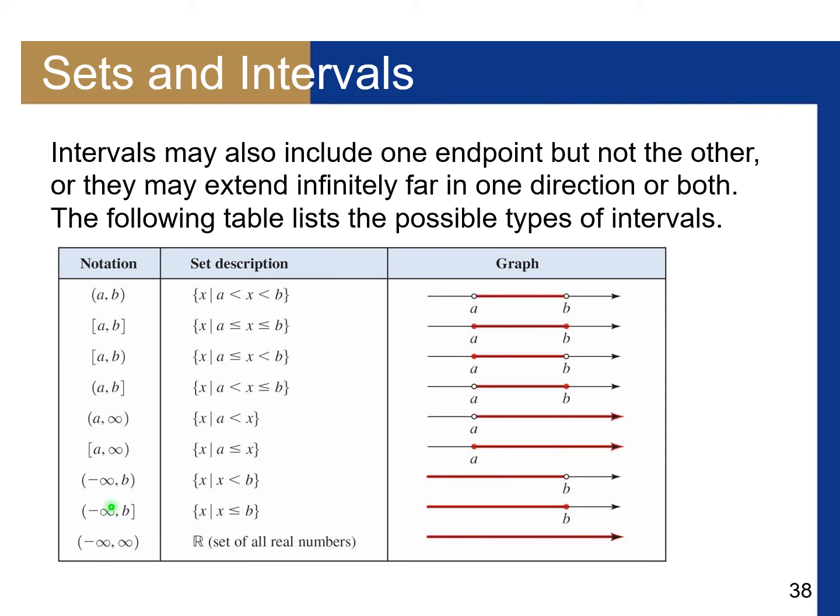I can also do from negative infinity to B, open circle because I'm not including B, closed circle when I am including B. And then if I go for all real numbers, I would have negative infinity to positive infinity, both in parentheses because we do not have an end to infinity, and we would color in the entire line.